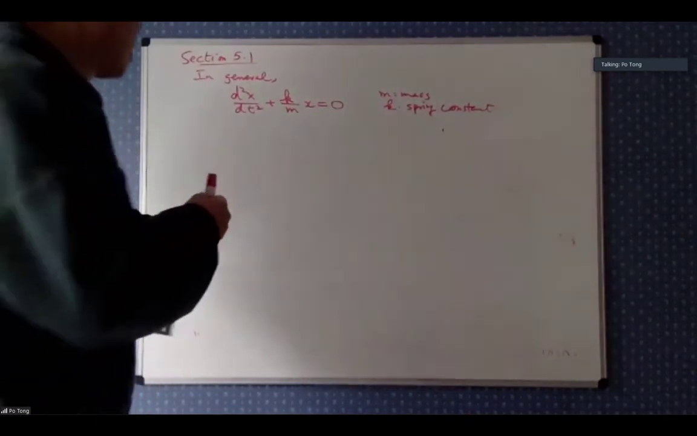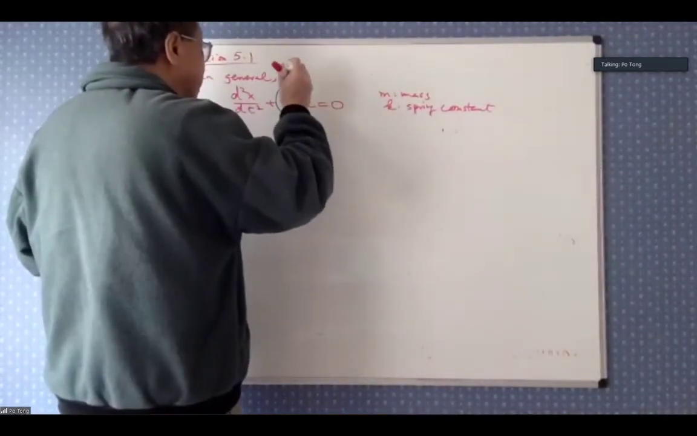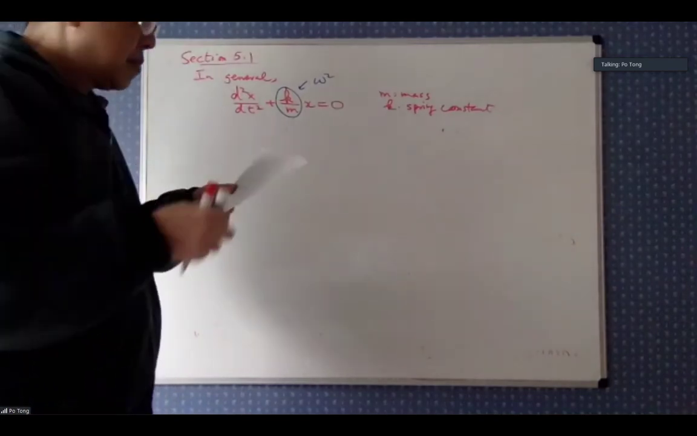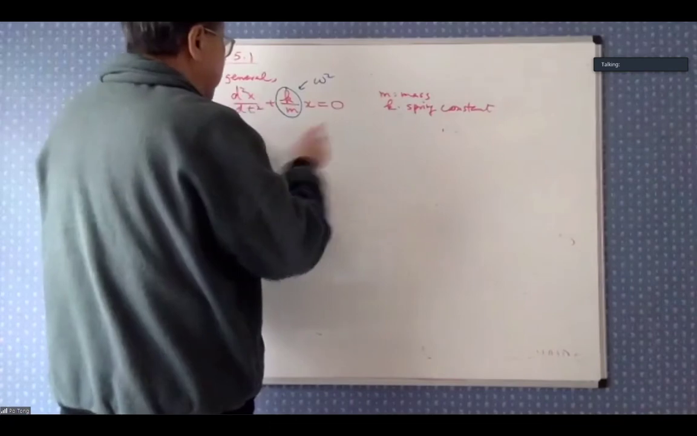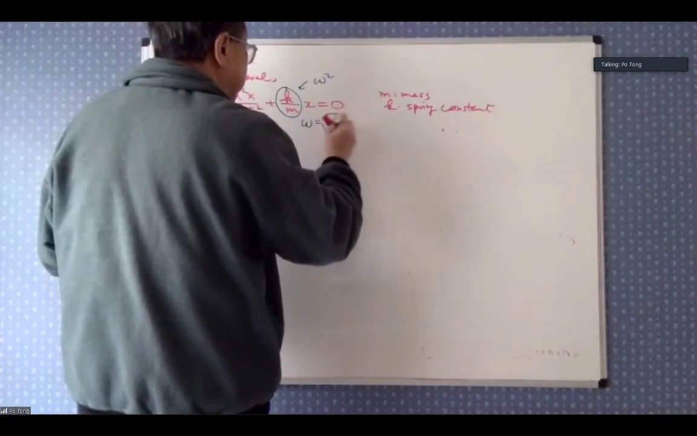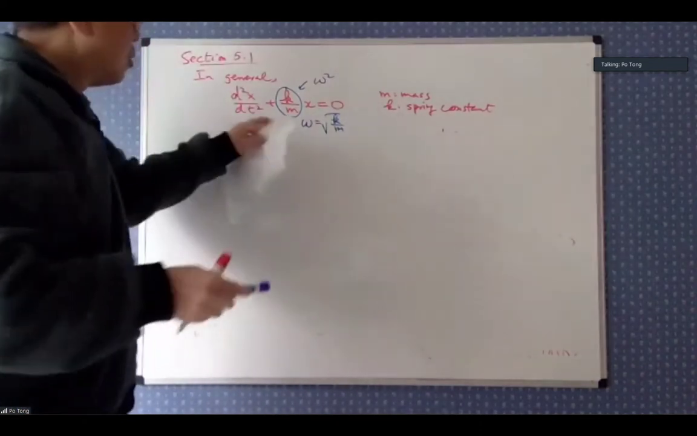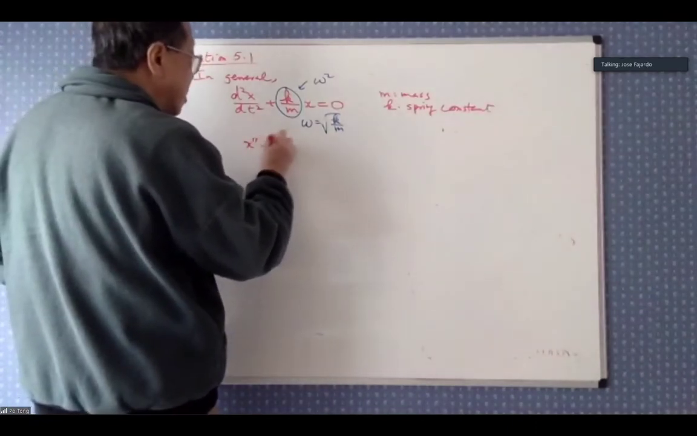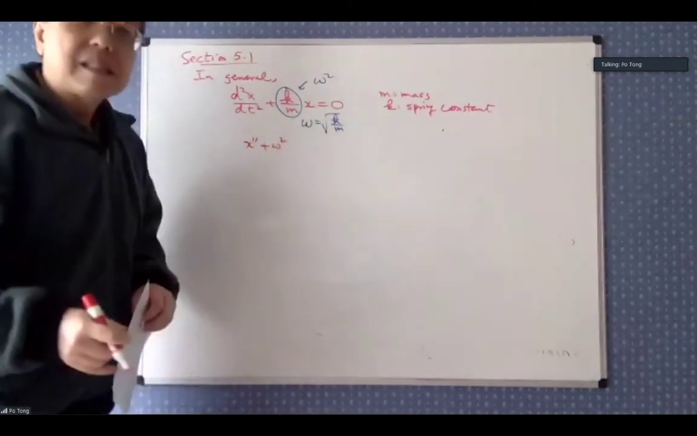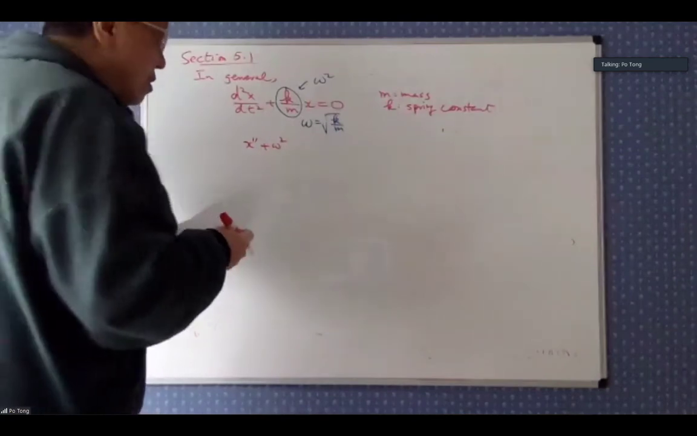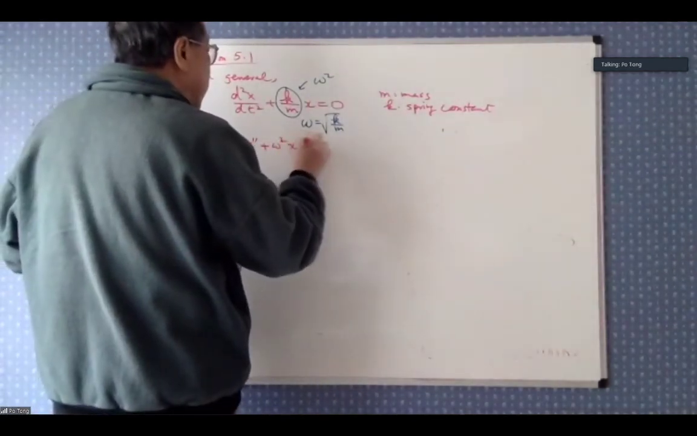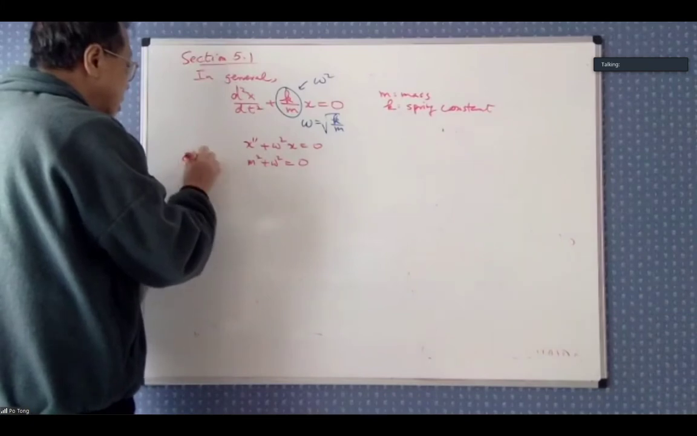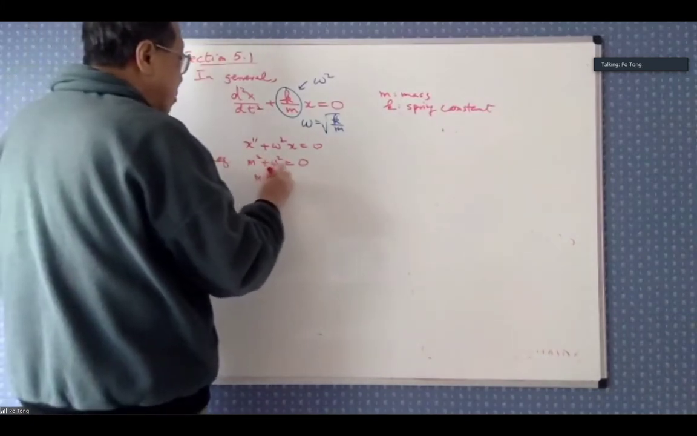If you look back at the example, you can see that this guy is called omega squared. So when you have that, you have x double prime. Is that omega referring to angular velocity? Yes, it's angular velocity. Because you look like this: you have m squared plus omega squared equal to zero. This is the characteristic equation. Okay, so m will be plus or minus omega i.